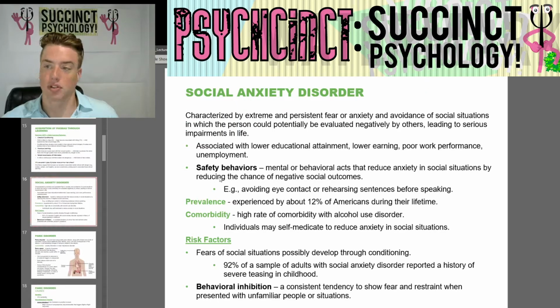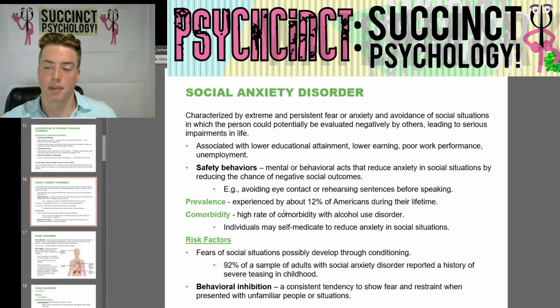So, next we have social anxiety disorder, which is characterized by extreme and persistent fear or anxiety and avoidance of social situations in which the person could potentially be evaluated negatively by others, leading to serious impairments in life. It is associated with lower educational attainment, lower earning, poor work performance, and unemployment. Some safety behaviors are mental or behavioral acts that reduce anxiety in social situations by reducing the chance of negative social outcomes. So a safety behavior, for example, is avoiding eye contact or rehearsing sentences before speaking.